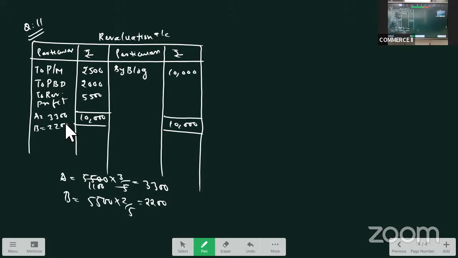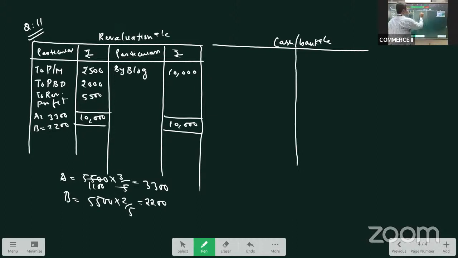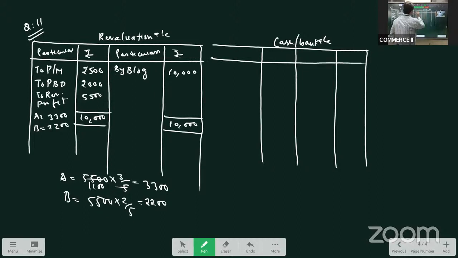Okay. Then we'll prepare the cash account, cash or bank account. What is the opening cash balance given? Cash at bank is given as 25,000. Okay. So let us take to balance brought down 25,000.